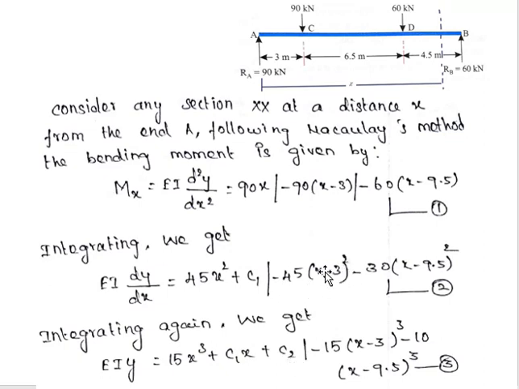Similarly, this term x minus 3 whole square, if you integrate, becomes x minus 3 the whole cube by 3. Here also 1 by 3 is coming. So 45 divided by 3 means 15. So minus 15 x minus 3 the whole cube. Similarly here 30, so 30 into x minus 9.5 whole square integrates to x minus 9.5 whole cube divided by 3. So this 3 and this 30 cancel, and we get 10 x minus 9.5 whole cube. This is the deflection equation.